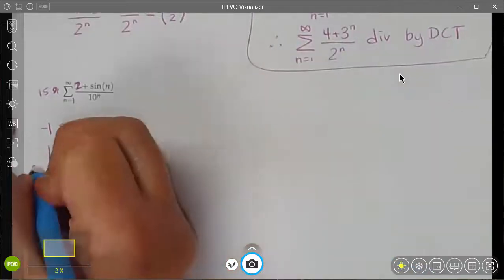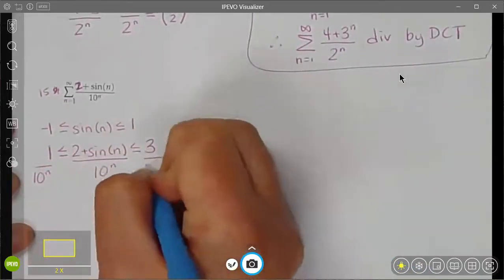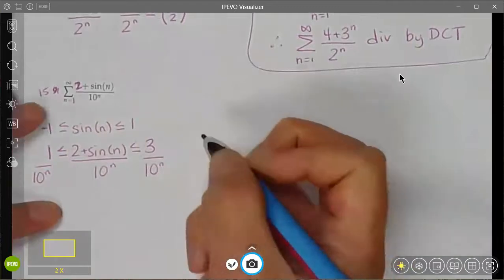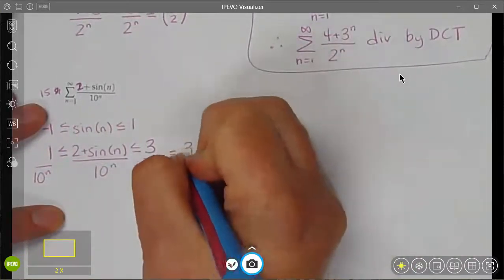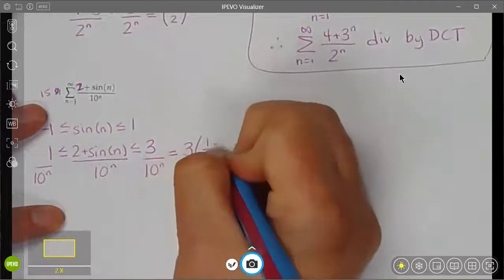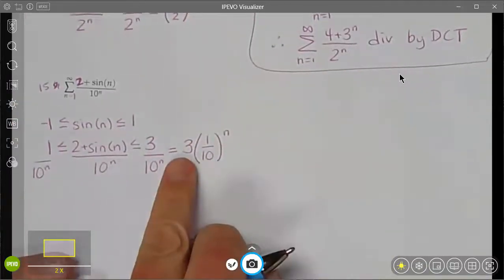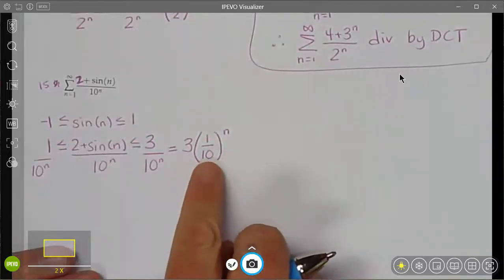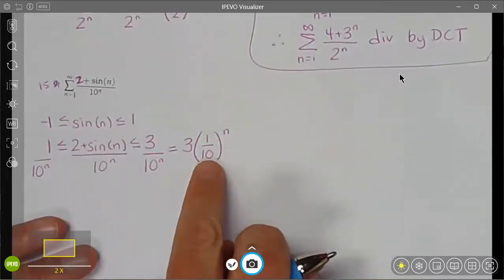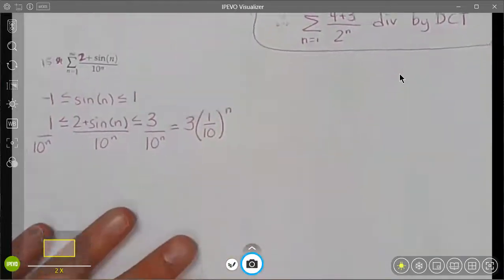And then I'm going to divide everything here by 10 to the n. And this piece on the end, 3 over 10 to the n, is really 3 times 1 over 10 to the n. So this looks like I have a constant base term, and then I have a number raised to the n. So this is going to be geometric. And my r is 1/10, which is less than 1, so it converges. So I have the bigger piece converging, so I'm all set to do my write-up.